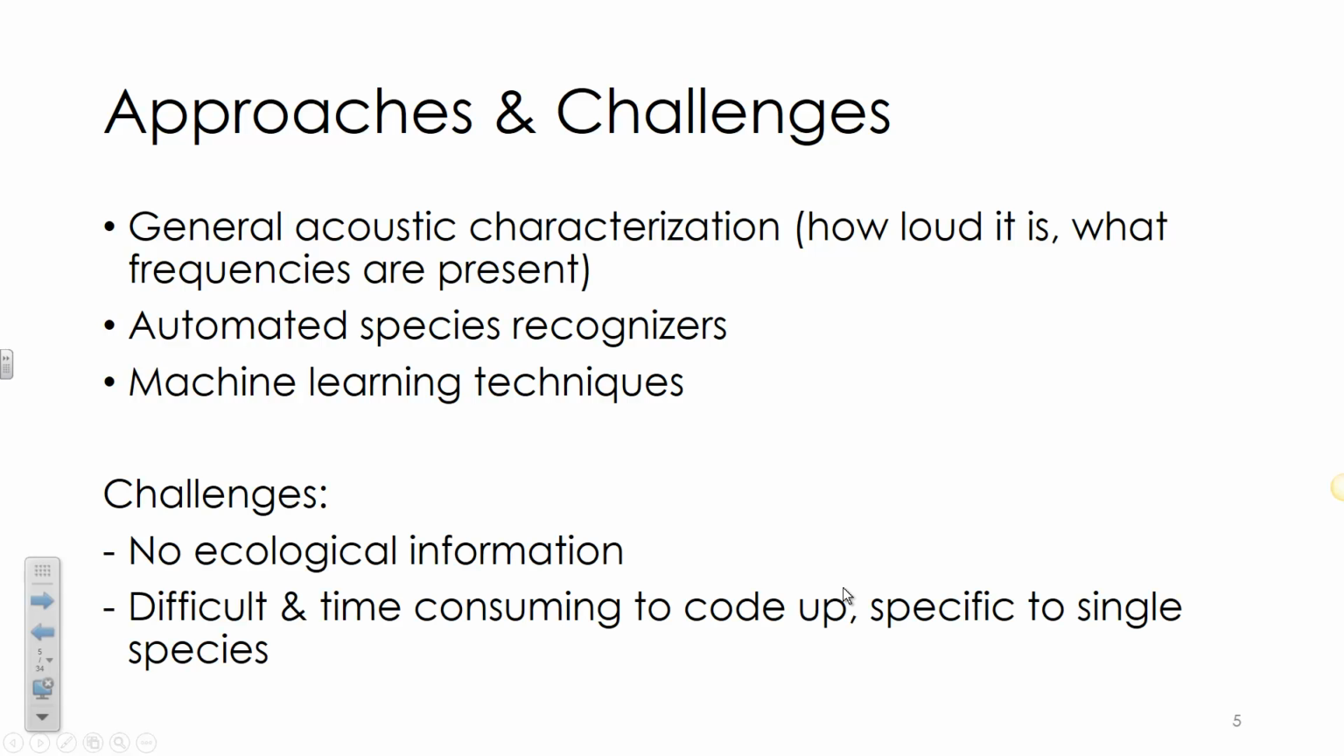There are challenges with all these. The first being that, especially with the first method, there's no real ecological information. You're just getting information on how loud sounds are over time, but not which species are making those sounds and how they're interacting with the environment. And then the more sophisticated techniques, though, they provide some information about the species that are present. They're difficult and time-consuming to code up, and are often specific to single species that you know are there, and won't tell you anything about other species that are present that you might not know about.